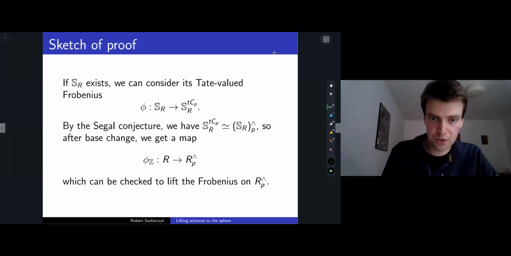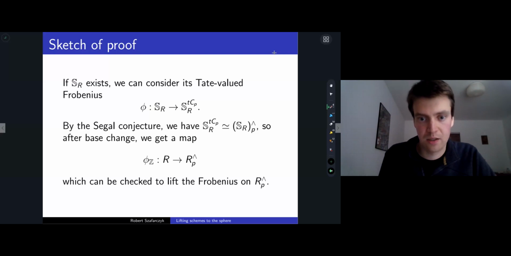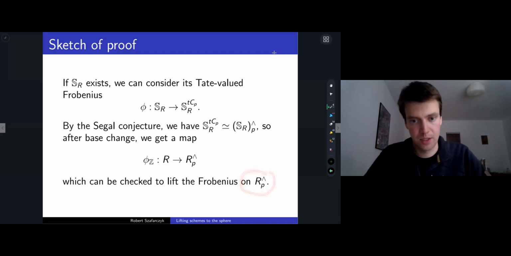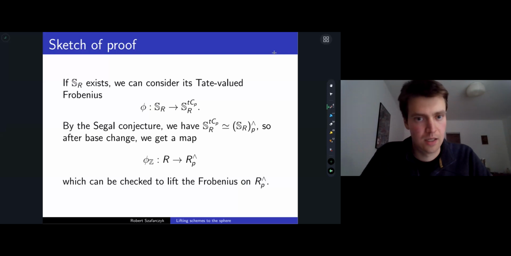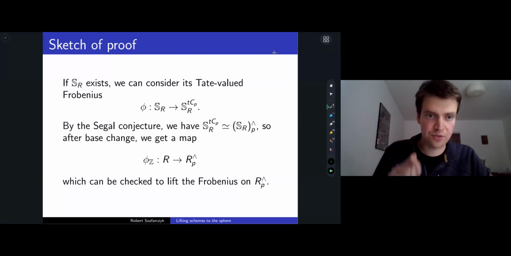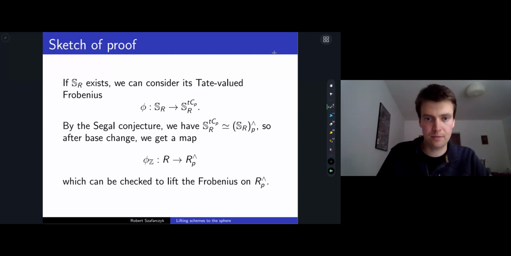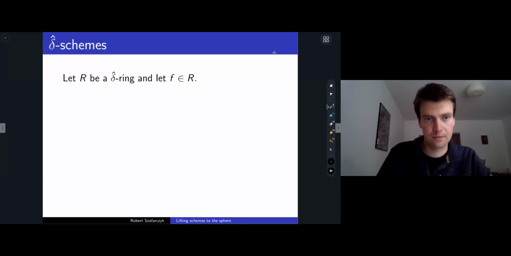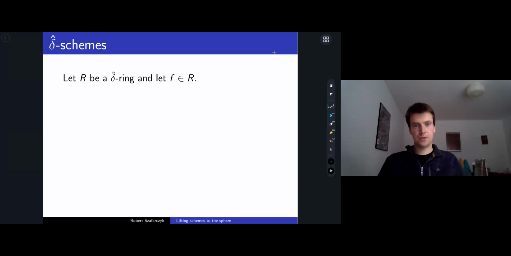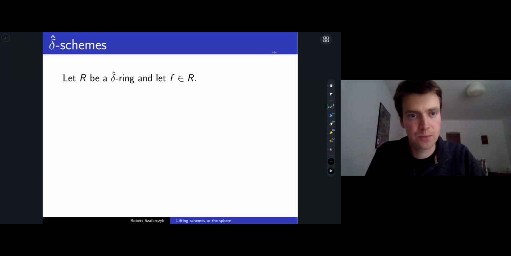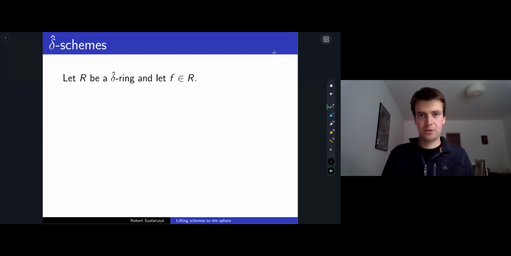So after base change, we get a map from R to the P completion of R. And this map can be checked to lift the Frobenius on the P completion of R. So the delta hat structure comes from the Tate-Frobenius on the lift. Okay, so this was about delta hat rings, and now I want to get to delta hat schemes. So maybe if there are questions, it's a good moment.